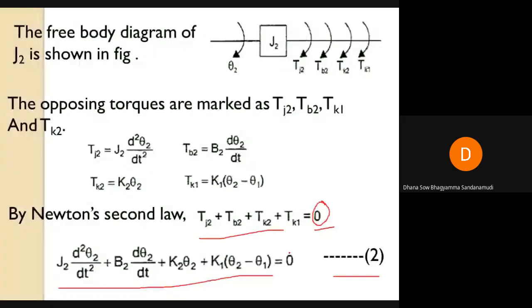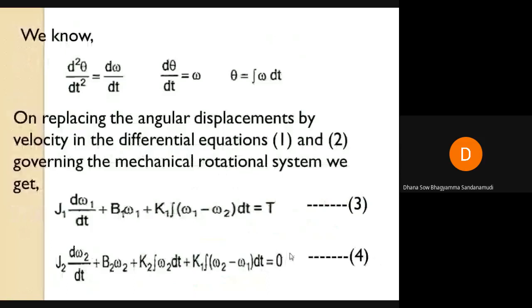So let us replace the angular displacement by angular velocity. You know angular velocity omega equals d theta by dt. If you differentiate this angular velocity, d omega by dt, you will get d square theta by dt square. If you integrate both sides, then you will get theta equal to integral of omega dt. Substitute these terms in the above two equations, equation number 1 and 2, and you will get these two equations.